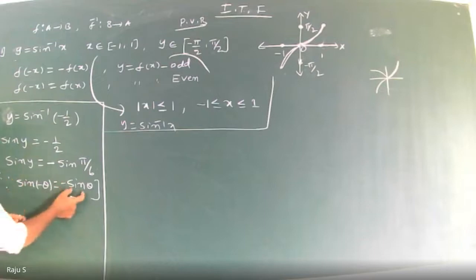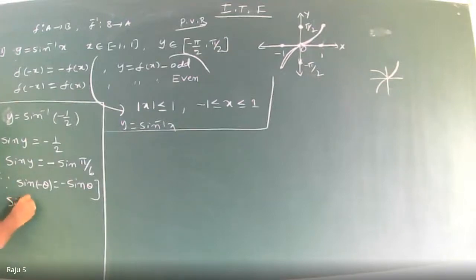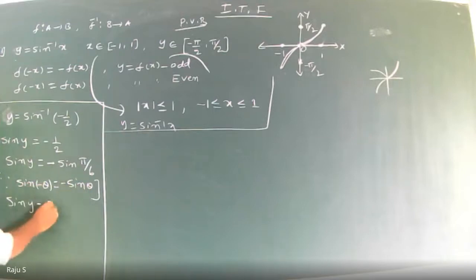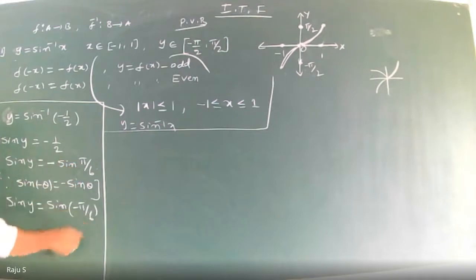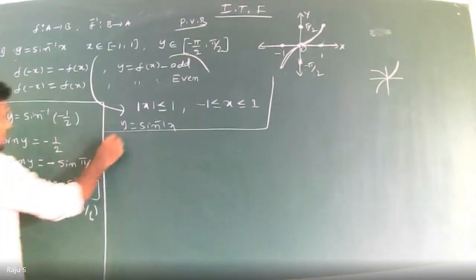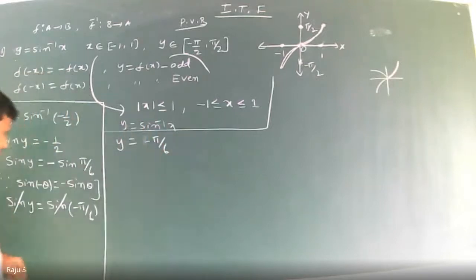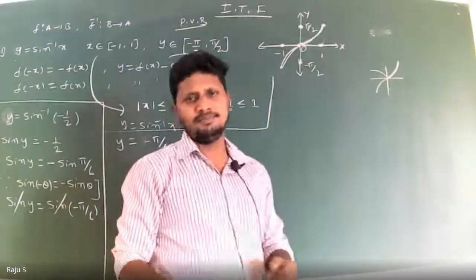Can I apply this property? If I apply this property, what is the theta value? Pi by 6. Okay, so sine y is equal to sine of minus theta, nothing but just simply take the minus inside. So this can be written as sine of minus pi by 6. This minus taken inside, now you can cancel. So finally, what is the y value we got? Y is equal to minus pi by 6.